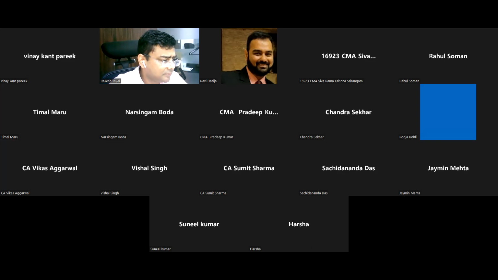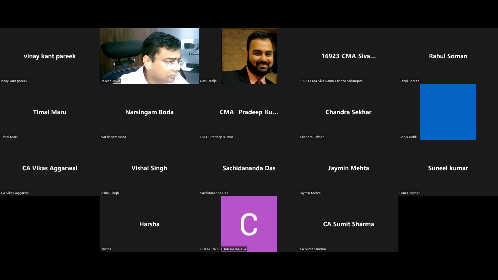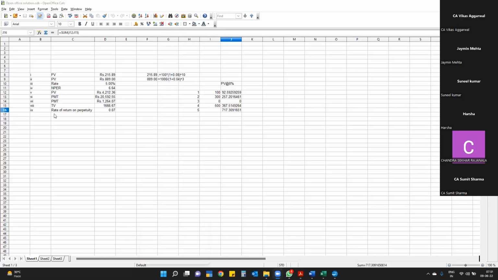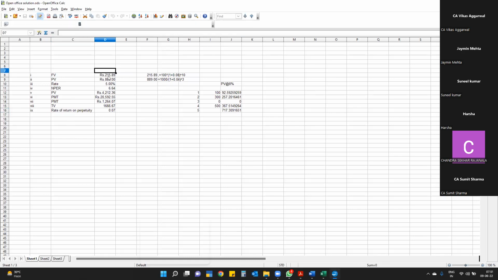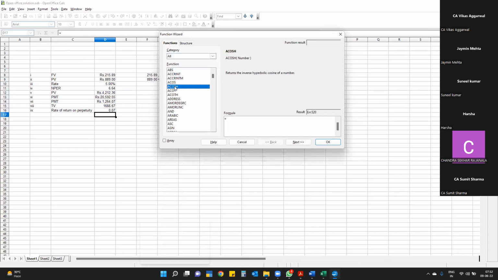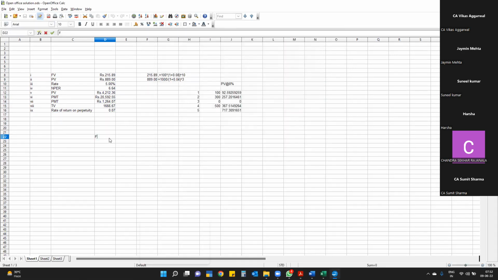Now we will practice some questions. The first question is future value of a lump sum. In the exam you will get OpenOffice. These are the one-mark questions, and with simple Excel formulas we can calculate them very easily, so we need not calculate with the formula. There are two ways to calculate the future value. One is the formula I told you just now: FV is equal to PV into 1 plus R to the power N.